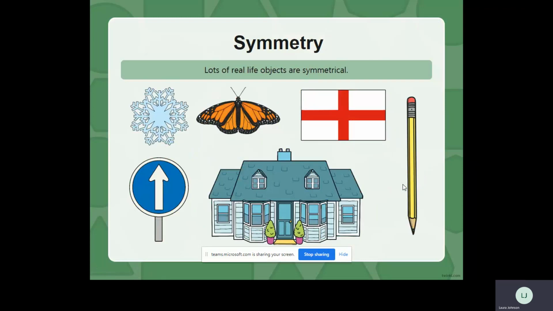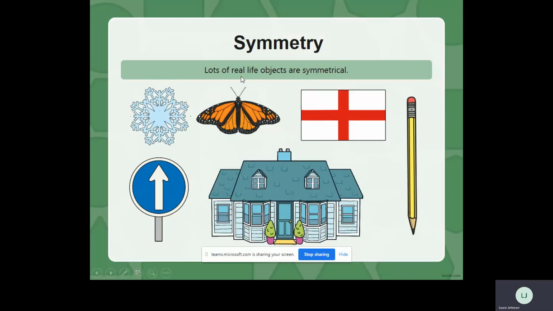Have a look at these real life objects. Can you spot any lines of symmetry? Where would you put the line of symmetry to show that both sides are the same? They're equal. Is there more than one? Let's look at the snowflake. I could put my line of symmetry vertically down the middle. It would be the same, but I could also put a line horizontally across the middle, because then the top and the bottom would be the same.